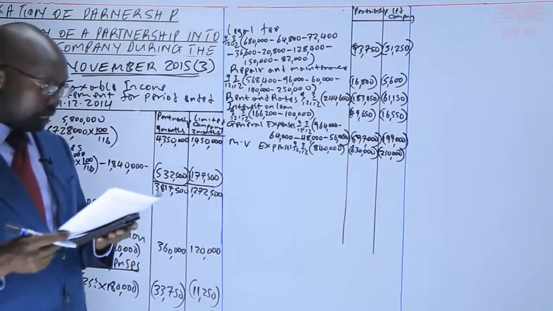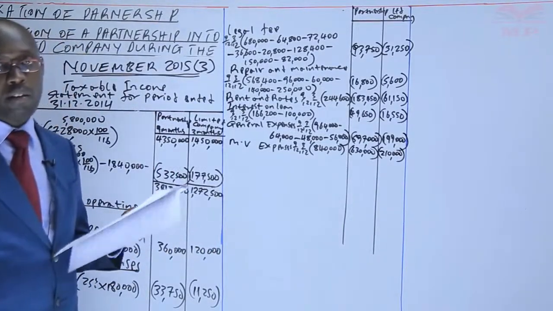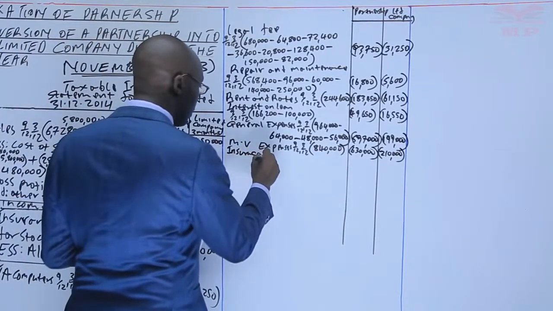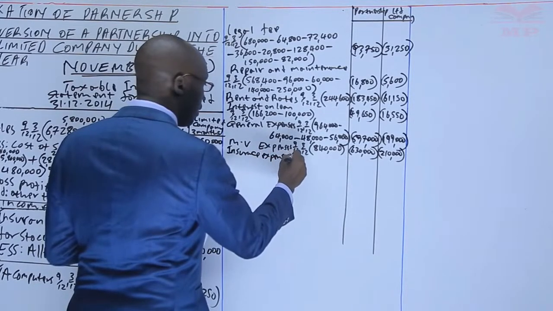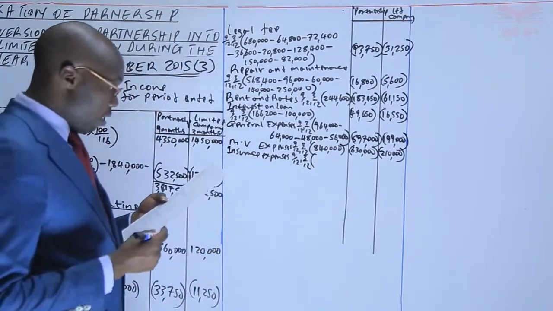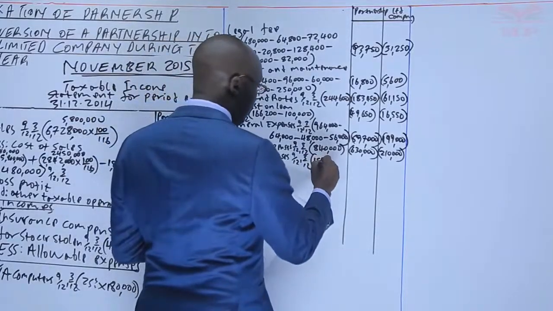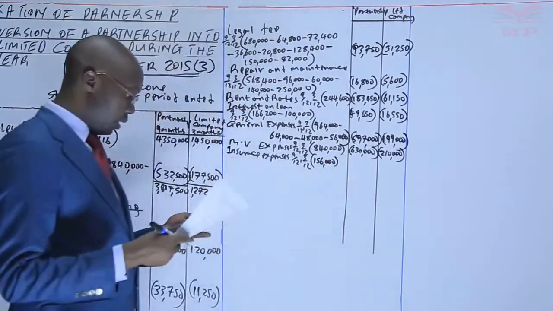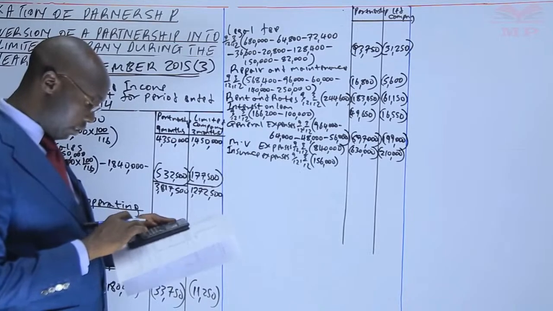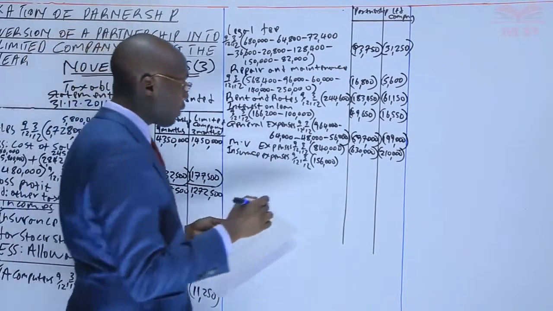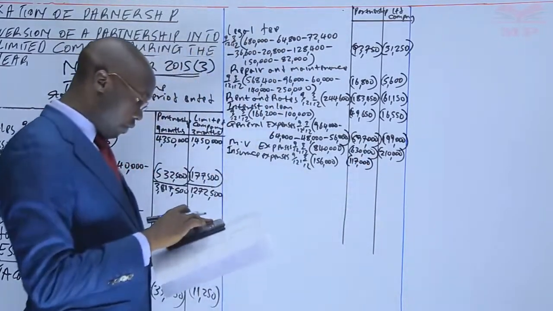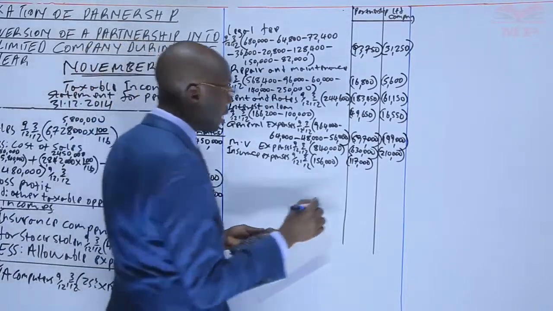After that, we go back. Insurance. Insurance, we said, is also an allowable expense. It's a business expense. So insurance expense, which we have again 9 over 12, 3 over 12. There is no additional information on insurance, which we have 156,000. So we take 9 over 12 times 156. That gives us 117,000. And also the 3 over 12 of the same, 39,000.